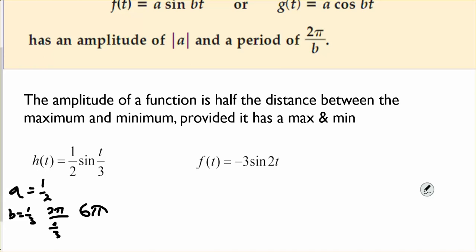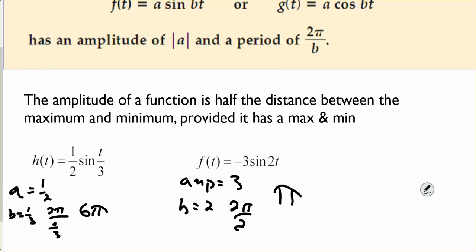So basically, it's going to be really slow and drawn out, and it's going to be kind of squished down, right? This guy's amplitude is 3, and its b is 2. So I'm going to go 2 pi over 2. So its period is pi. So it's going to do one complete cycle quickly, but it's going to be stretched up along the y-axis. And how do I know this? I don't know. I just do, but I'm going to actually graph it and show it to you.